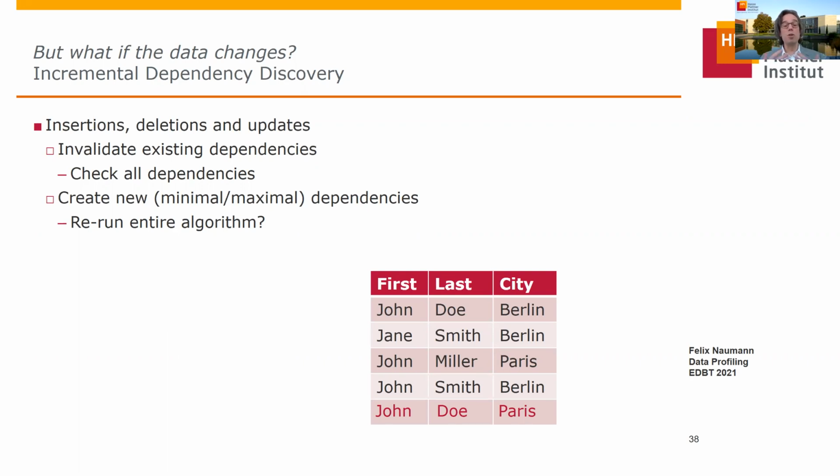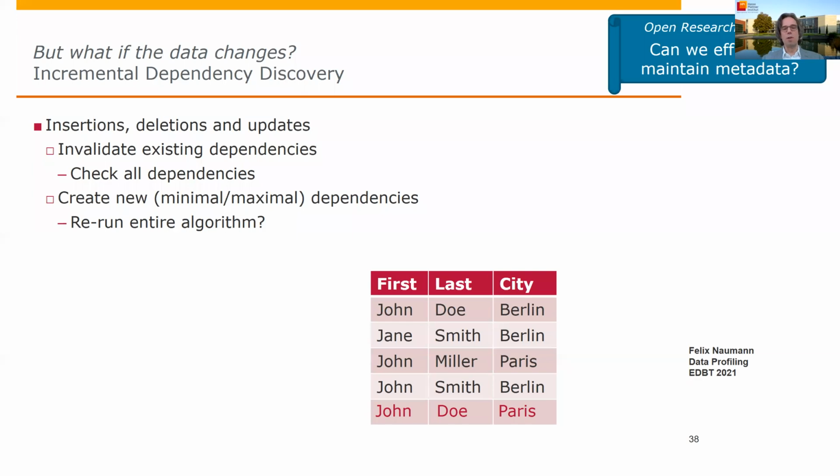The problem is, of course, there's a new minimal unique column combination, in this case, first name, last name, and city. So do we have to rerun the entire algorithm to rediscover them, or is there something a bit more intelligent I can do? And this is true for any dependencies. So the open research question here is, can we efficiently maintain this metadata? Especially important if I'm going to use it for query optimization. Databases change, and so I need to be certain that the dependencies I know about are still true.